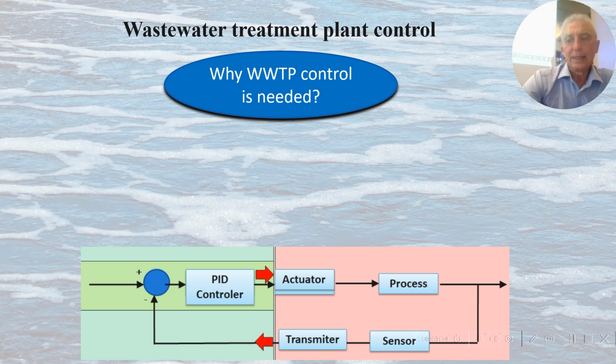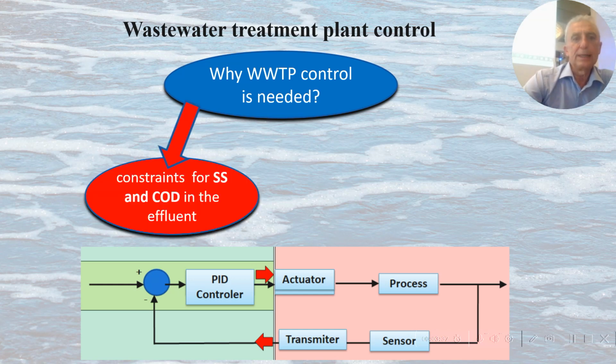Why is control needed for this process? Because if the process is well designed from, let's say, a mechanical and hydrological point of view, everything will be well, but sometimes there are disturbances or perturbations in the input flow, in the wastewater flow. So we have to adapt to new conditions. And there are constraints for the output of this plant, which is the effluent.